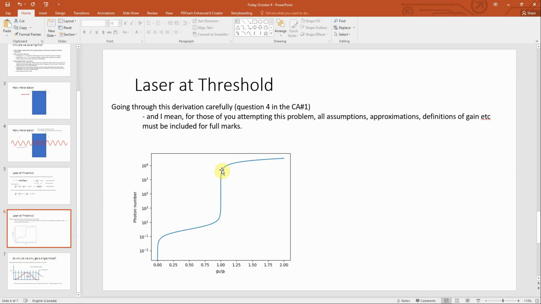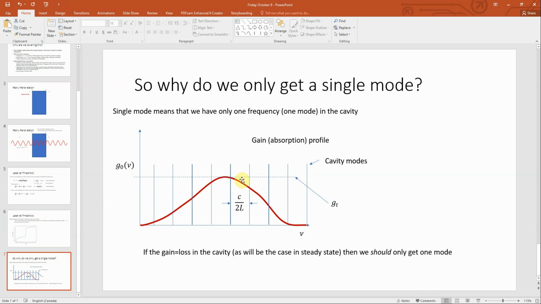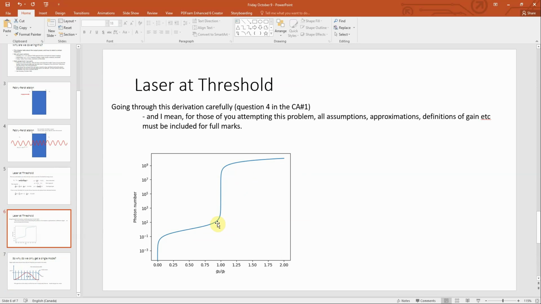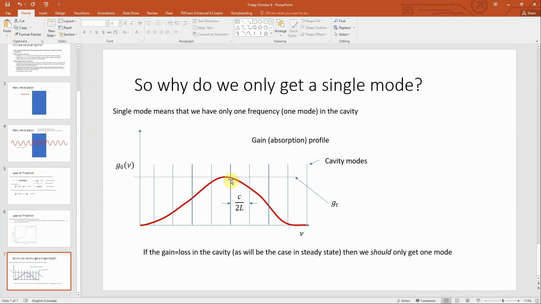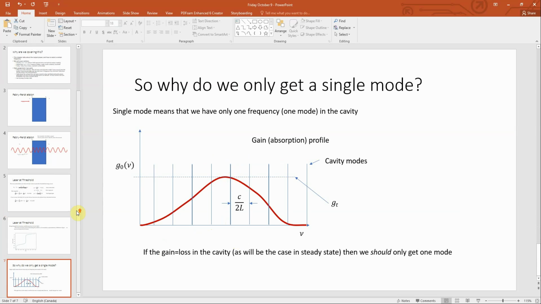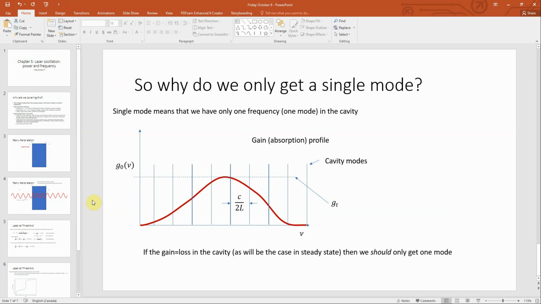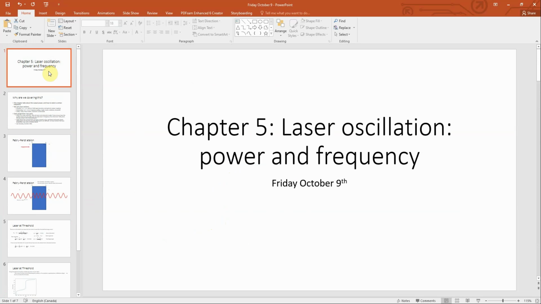And that's why only one mode will laze at a time, because all the photons will be here, and all those other modes, as we said, will be below threshold. And so all those other modes will only be getting hundreds or tens of photons, whereas these ones have billions or tens of billions, for example. And so that's why we'll get only a single mode, a part in 10 to the 10 or something like that. Okay, and that will wrap up our chapter 5, talking about getting power out of a laser cavity and determining the frequency.